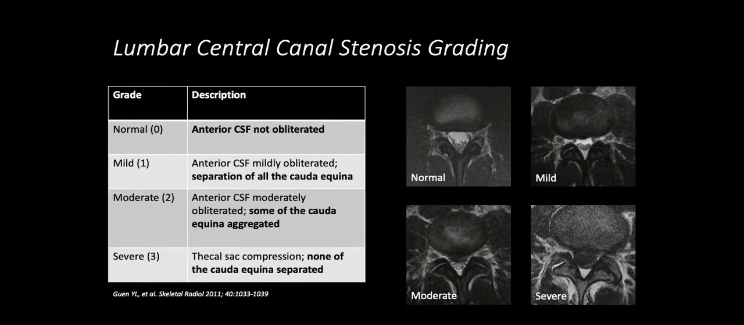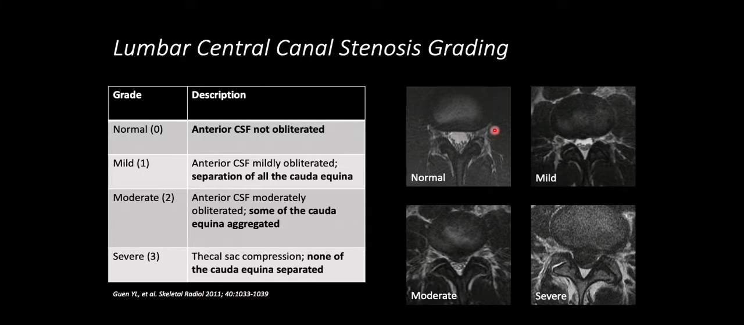The grading of lumbar central canal stenosis, as well as neural foraminal stenosis for that matter, can be subjective, although there have been attempts to standardize this. This is the system that I use. It takes into consideration the amount of CSF that's left inside the thecal sac, as well as what's happening to the nerve roots. In the normal situation, there's no stenosis. CSF is preserved, and there's no aggregation of nerve roots in the thecal sac.